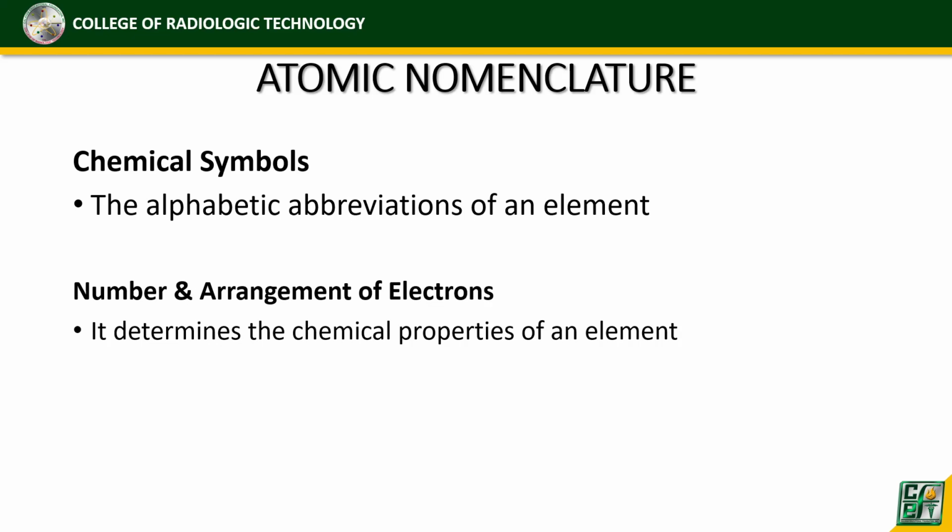Okay. So now we move to the atomic nomenclature. Okay. So nomenclature yung para bang pagbibigay ng pangalan yan sa specific na element. Pero dito, ang pag-aaralan natin ay ano yung chemical symbol, which is the abbreviation of the element, alphabetic abbreviation of the element, and of course, the atomic number and the atomic mass number.